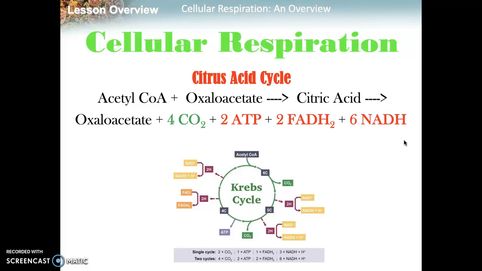Okay, I'm going to stop this part of the PowerPoint right here, and then in the second part, I will talk about the third step of cellular respiration called the electron transport chain, and then I will also get into an alternative for cellular respiration.